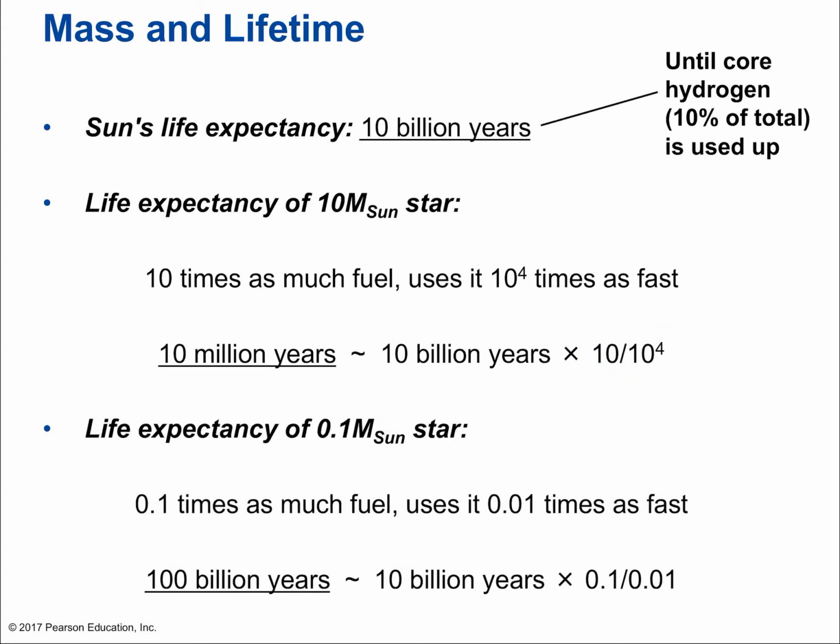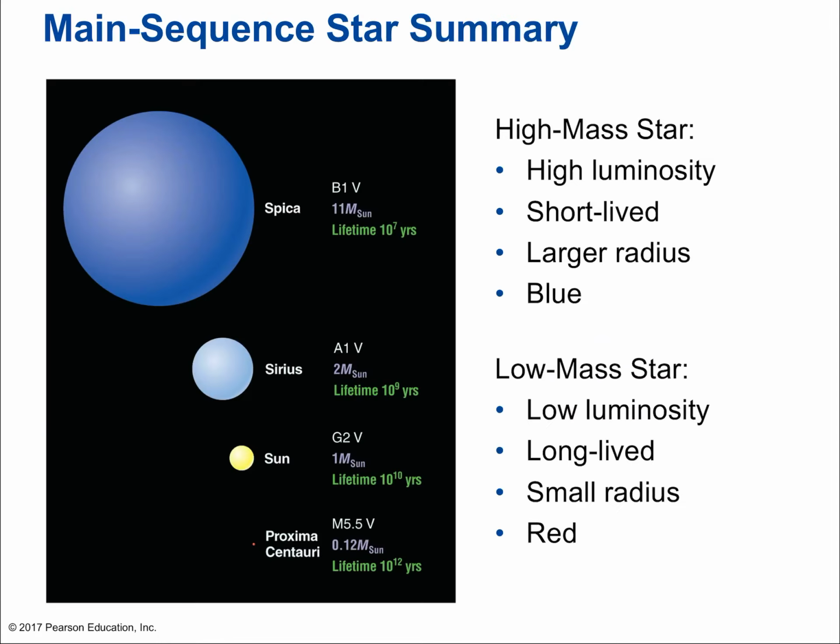And then on the other hand, you've got these stars that live like 100 billion years, incredibly long. So high mass stars, in summary, have high luminosity. They're short-lived. They have a large radius, and they're blue. They're blue because the temperature corresponds to a color, in this case, blue. On the other hand, low mass stars are low luminosity. They're very long-lived. They have small radii, and they're red. That makes sense. You should memorize that if you can't make the connection. Just straight up memorize it.